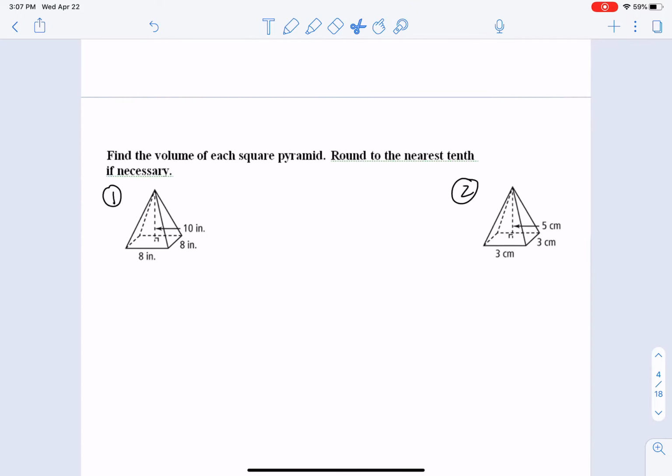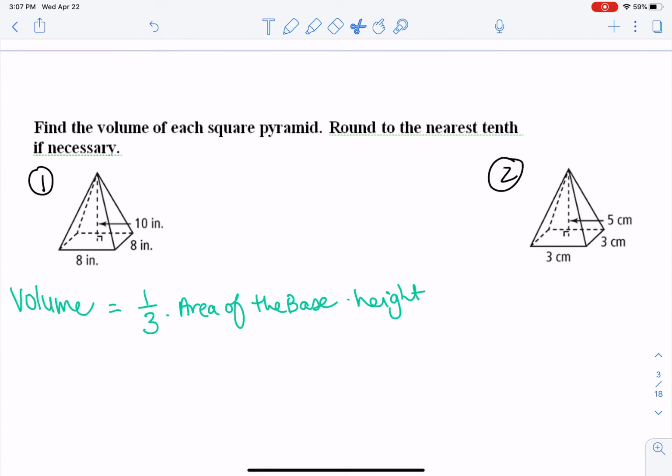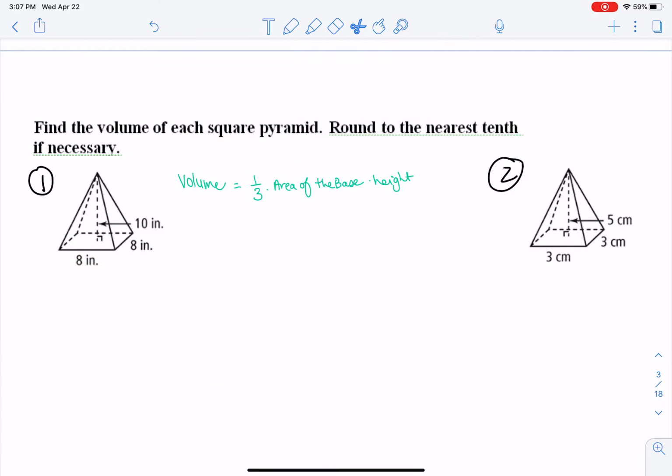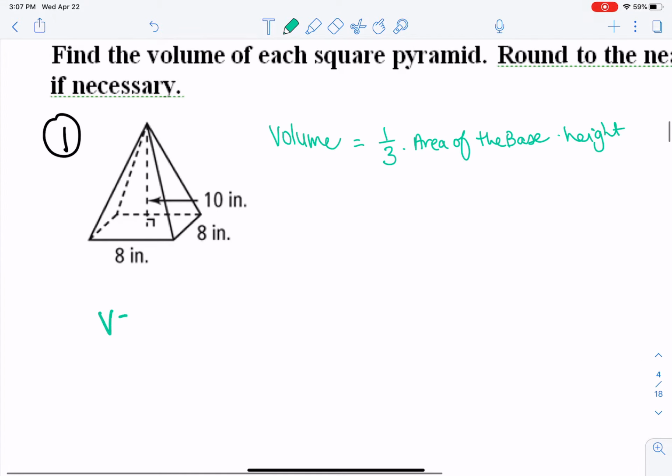Again, our formula is volume equals 1/3 times the area of the base times the height. Every base is going to be different. This is a square base, so a square is just length times width, 8 times 8, and then the height is 10. So I can type that all into my calculator. Be careful with the 1/3, don't just put 0.3. That will throw your decimals off from too much rounding. So take the whole number and then divide by 3, or do 0.333333 with lots of 3s.